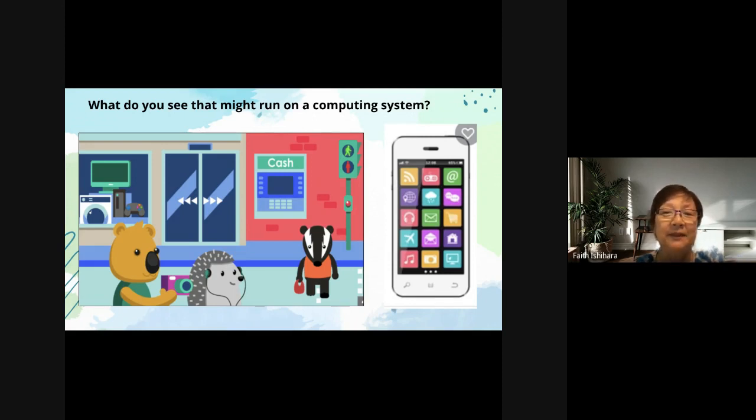So definitely in a typical neighborhood, and as you walk around your own neighborhoods, take notice of all the things that run by computer systems. And another example is our smartphone. The picture to the right, that is a little computer in and of itself.